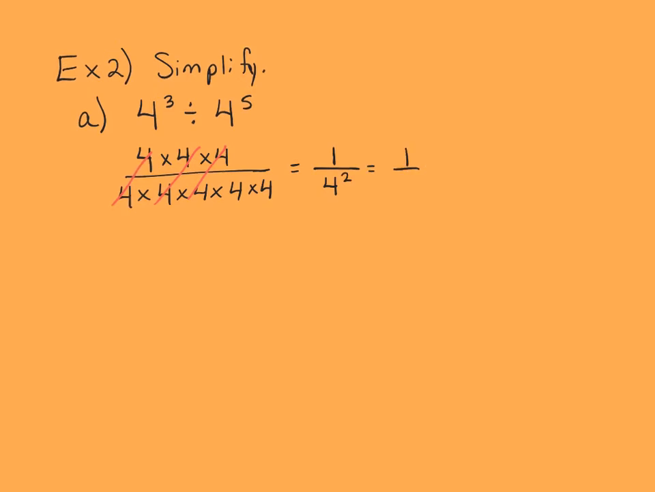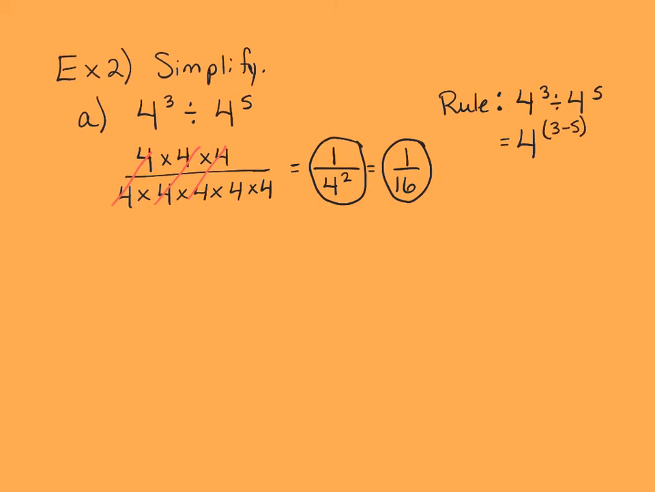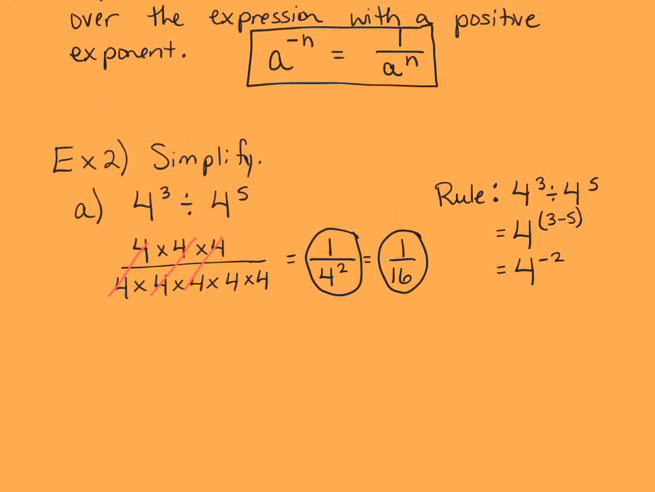And we could write that as 1 over 16. We could write it in either form. It's equivalent anyway. We could also think back to our rule from yesterday that said when dividing like bases, 4 cubed divided by 4 to the 5th, they're like bases, we could keep the base and subtract the exponents. And 3 minus 5 is negative 2. Well, that doesn't quite look the same. So I think I'm going to look back at our new rule today that we've added about negative exponents.